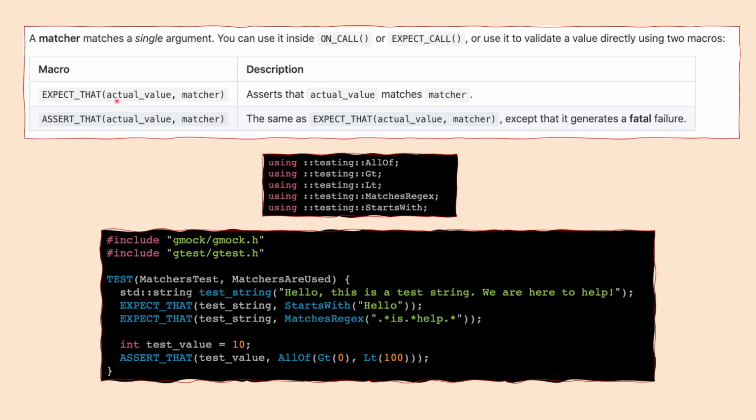And one more thing that I want to mention is that all the matchers that we use here are in the namespace called testing from GMock, which you can either use by qualifying these names with testing, or writing a statement like this, using testing all of or using testing GT, so that you can use them later without qualifying them with the namespace.